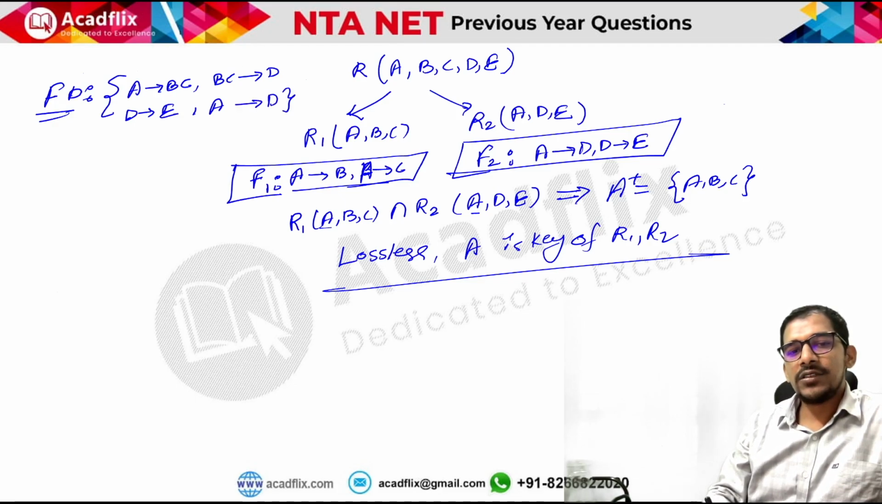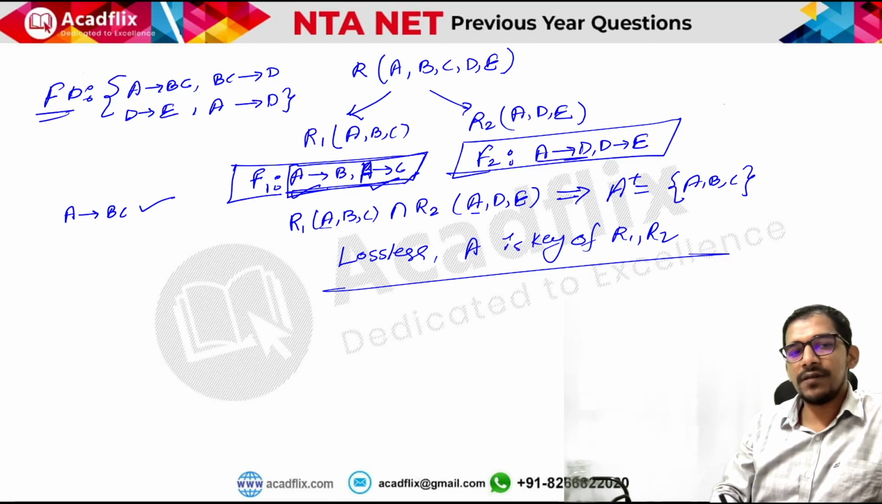You see A tends to B and A tends to C, that is A tends to BC. This is directly preserved from the relation R1. So we will check one by one. A tends to BC is preserved from the relation R1. Now A tends to D and D tends to E. That means A tends to D is also preserved, and you will see that D tends to E is also preserved.